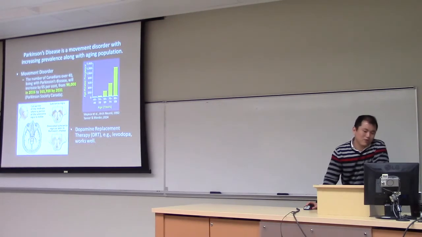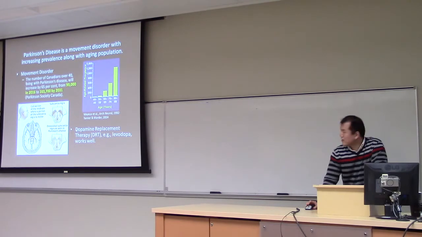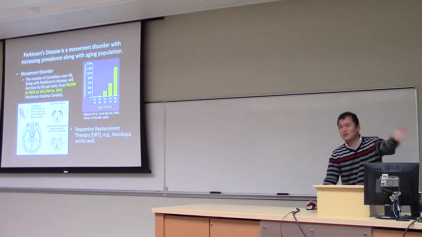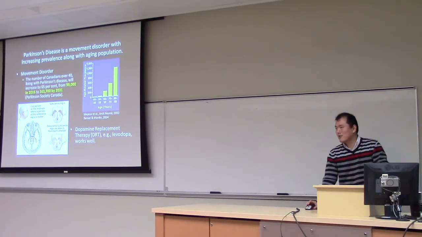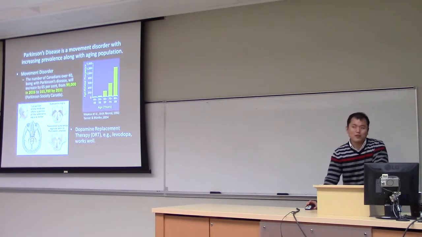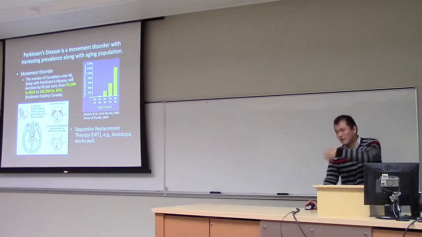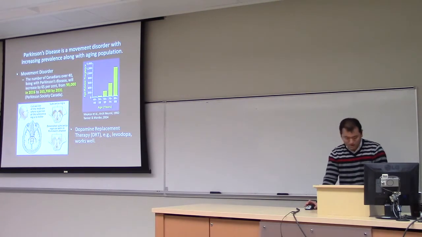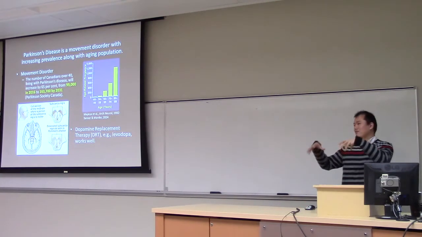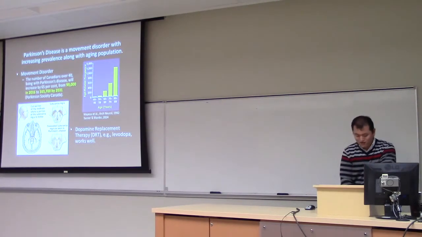And the dopamine, in the initial stage of the disease, dopamine replacement therapy works very well because the dopaminergic cells are degenerated. So if you just give the dopamine precursors such as levodopa, it basically ameliorates the symptoms. And this is the early stage. Later on, they develop some side effects and so on. So dopamine is basically the key neurotransmitter in Parkinson's disease.